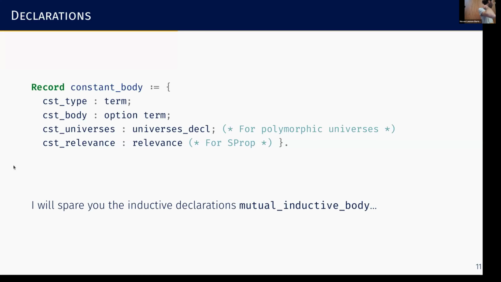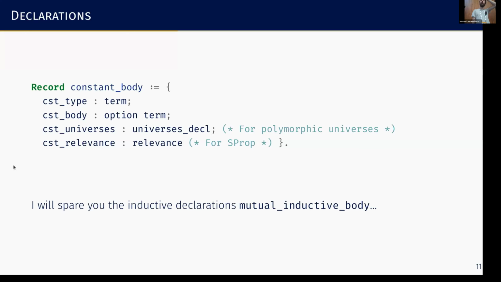And I will spare you the actual mutual inductive thing. There's a lot of things in there. You have the type of everything, the bodies of everything, all the constructors, and then a bunch of information, and so on and so forth. If you want to look into that thing, you should probably just use Coq's About and Search functions to explore this data type.